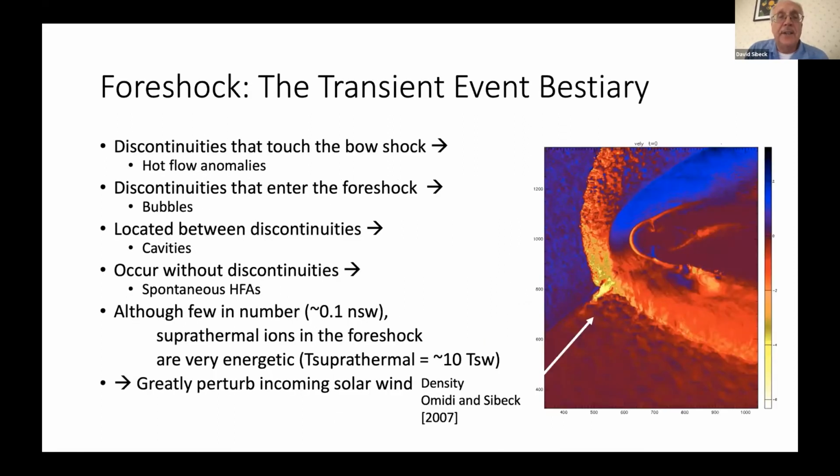There are a lot of wild animals. Recent years have been a prolific time for studying transient events that are generated in the foreshock. Some of these transient events are generated when IMF discontinuities strike the bow shock, hot flow anomalies. Some are generated by IMF discontinuities entering the foreshock. Some are located between IMF discontinuities. Some of them occur without discontinuities. These events upstream in the foreshock have their own local transient big effect upon the solar wind magnetosphere interaction, and in particular upon the magnetosphere.